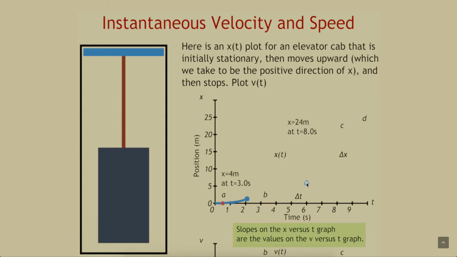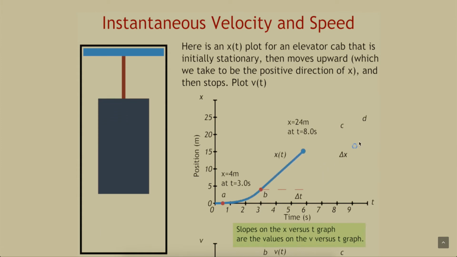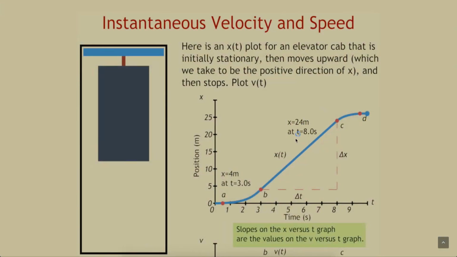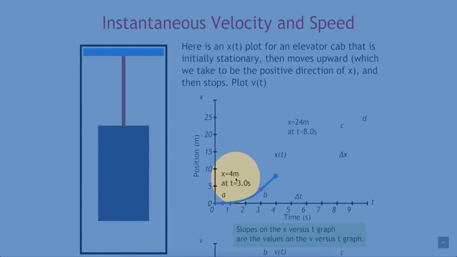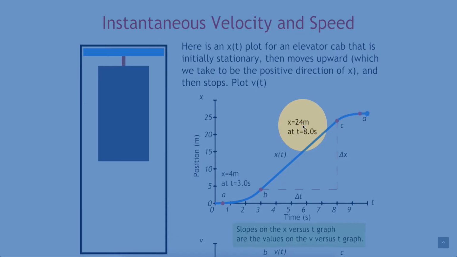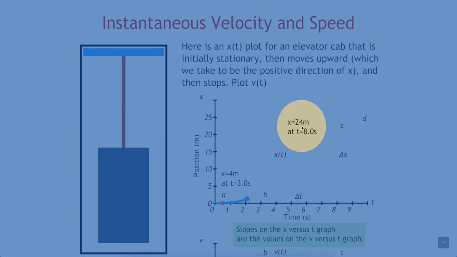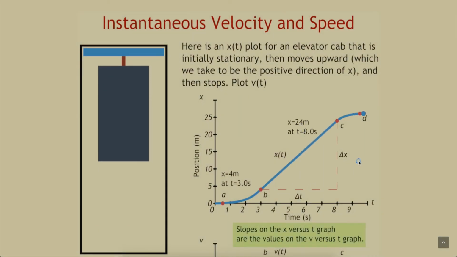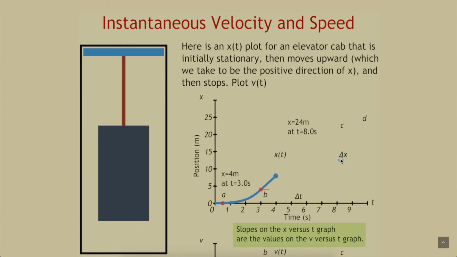If you notice, there are 2 pieces of additional data here that say that the position of the elevator cab is 4 meters when the clock is at 3 seconds. And 5 seconds later, when the clock is at 8 seconds, the position of the elevator is 24 meters. From this information, we can calculate the velocity of the elevator cab during those 5 seconds. We will do this using the average velocity equation.